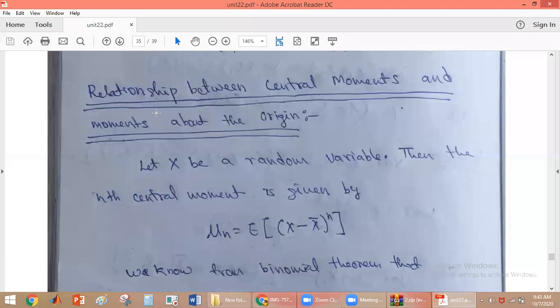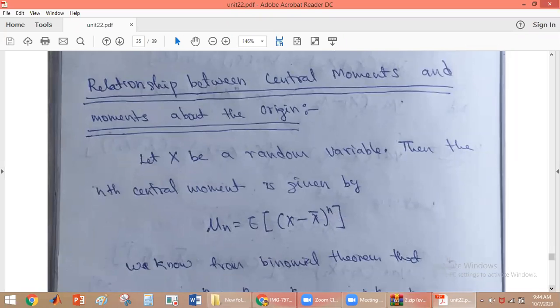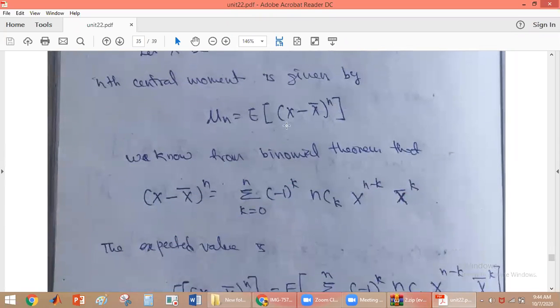So we are discussing the relation between central moments and moments about the origin. Here x is a random variable. Then the central moment is given by mu n is equal to the expected value of (x minus x bar) power n. Now what are we doing here? We are replacing (x minus x bar) power n with a binomial expansion.